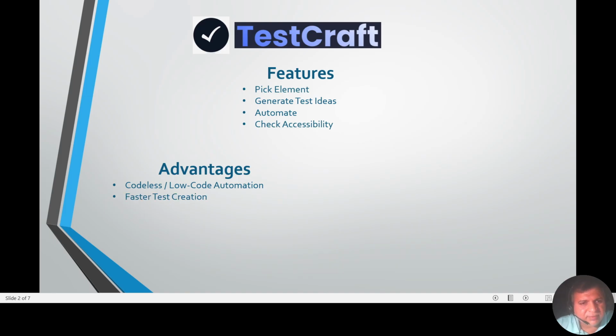Second one is the faster test creation. So as tests are created automatically, this helps in speeding up the whole QA testing process and helps the overall team to keep up the pace with the delivery schedules or the delivery timelines. Third is the accessibility testing. So as we have seen, we can do accessibility testing checks with TestCraft, which helps the team to ensure that their web applications are compliant with standards like WCAG.